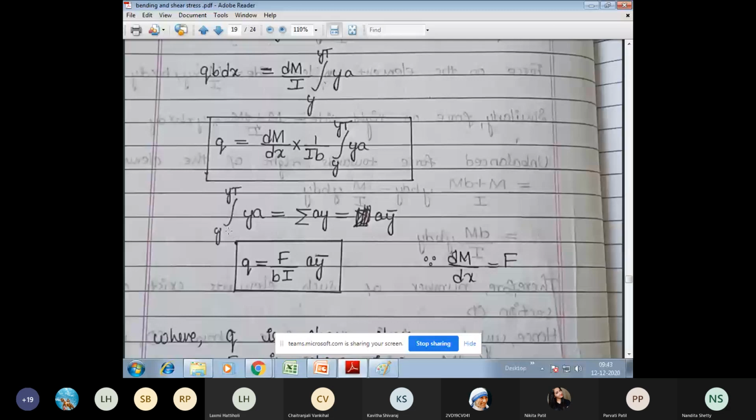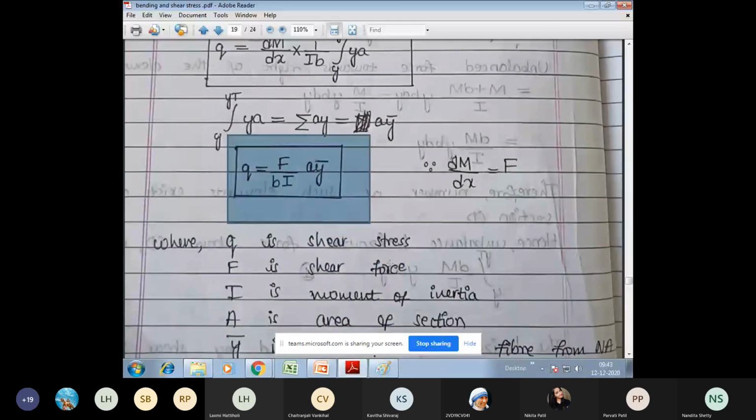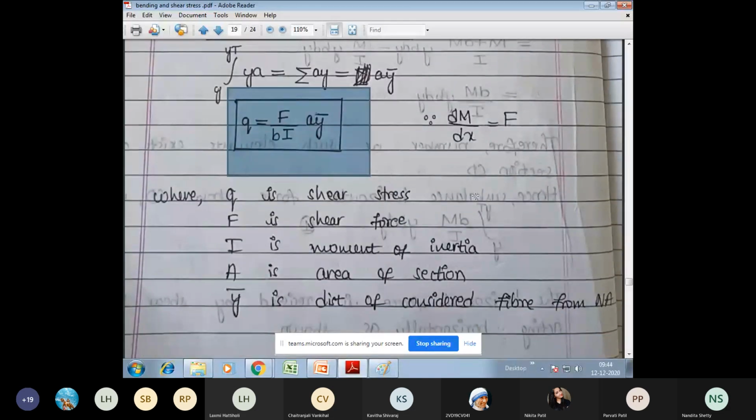Now on this shear stress formula, we will continue with the numerical examples. Before I start with the numerical examples, please understand this formula carefully. In this particular formula, Q is shear stress, F is shear force, I is moment of inertia. The formula remains the same as in the previous numerical examples. A is cross-sectional area. Now the question comes, what is y bar?